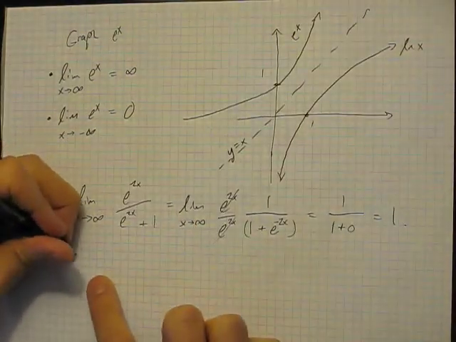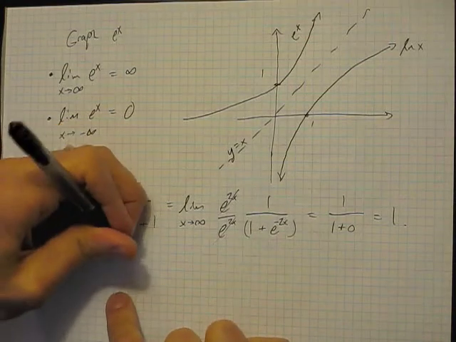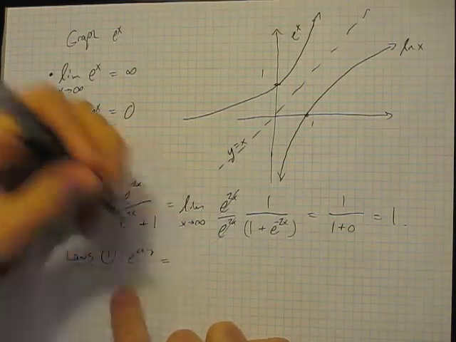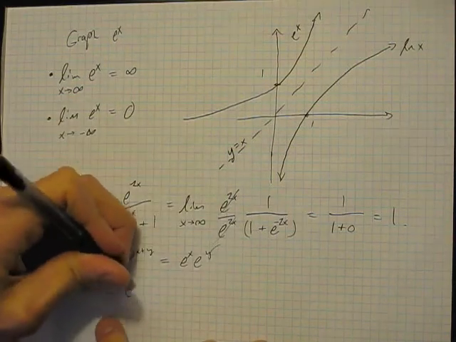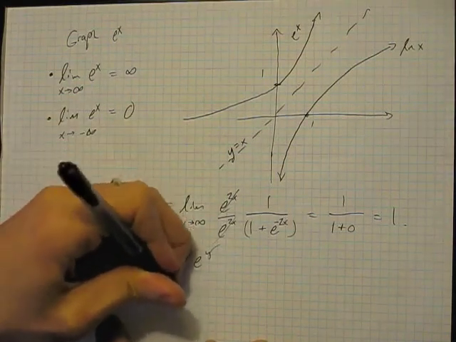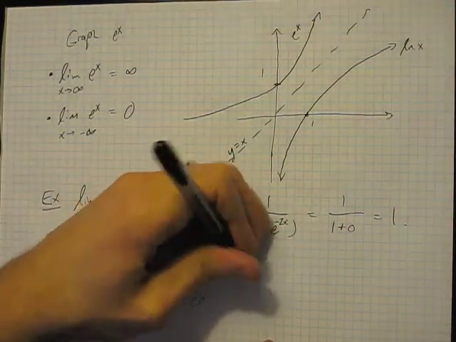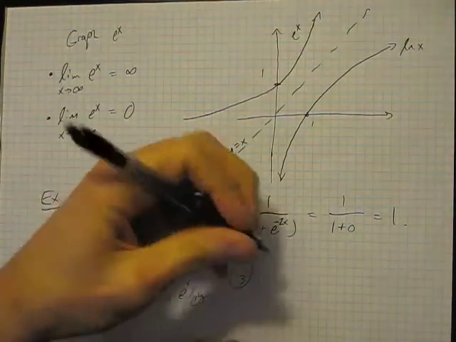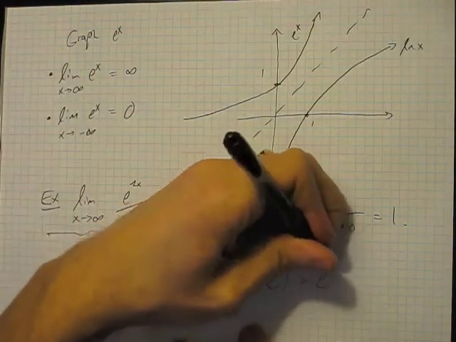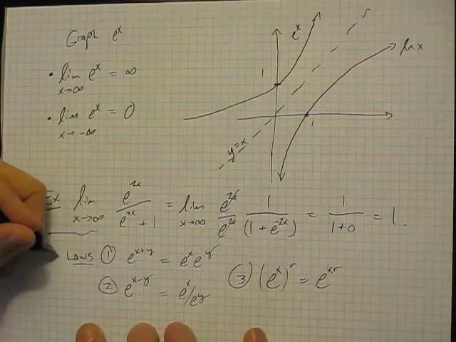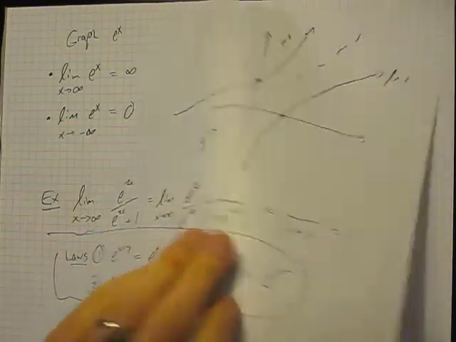Let's write down some laws. 1, e to the x plus y is equal to e to the x times e to the y. 2, e to the x minus y is equal to e to the x over e to the y. And 3, pardon me, e to the x raised to the power r is just e to the x times r. These are our laws for exponents. They're very similar to the laws for logs.